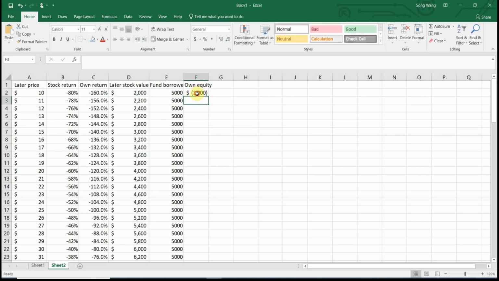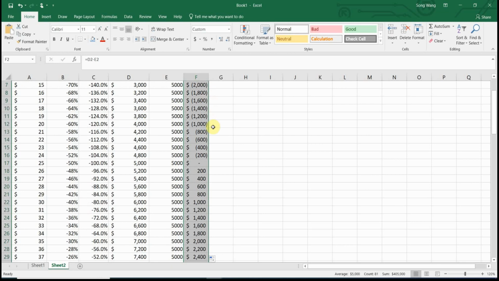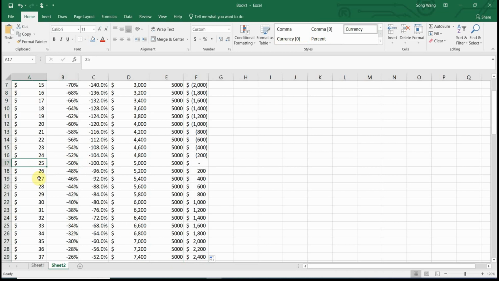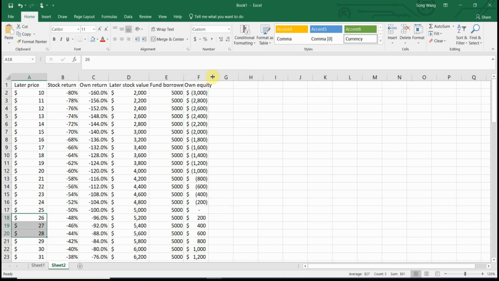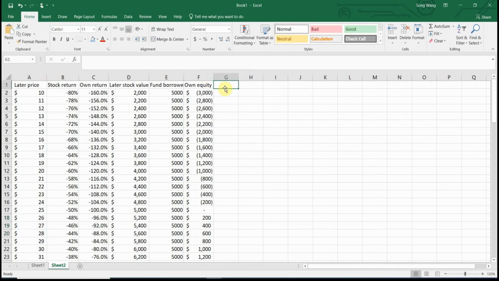Of course, right now you are under the water, but if the stock price keeps increasing to $25, $26, then you will not be down to zero, but you still have a pretty bad losing situation, because you started with $5,000, but you just have 200, 400, and 600 left if the stock price changed to 26, 27, and 28. And that's the later equity, based on the later price.